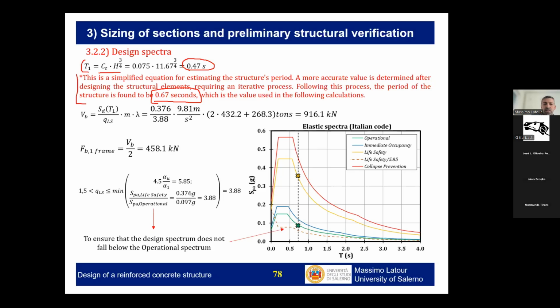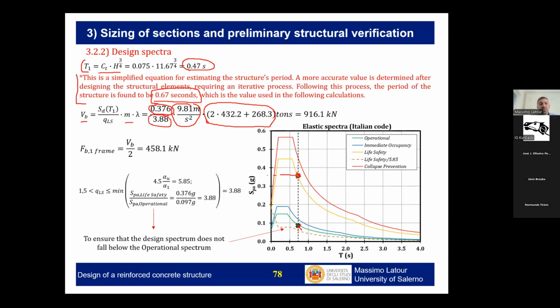In the spectrum that you see here, just to not make too much confusion in these slides, I have directly reported the design forces related to the period equal to 0.67 seconds. So the base shear force will be the total mass of the building, so we have to sum up the three stories, multiplied by g, multiplied by the spectral acceleration, 0.37 g, divided by a behavior factor, which is reported here, to get the inelastic force demand.